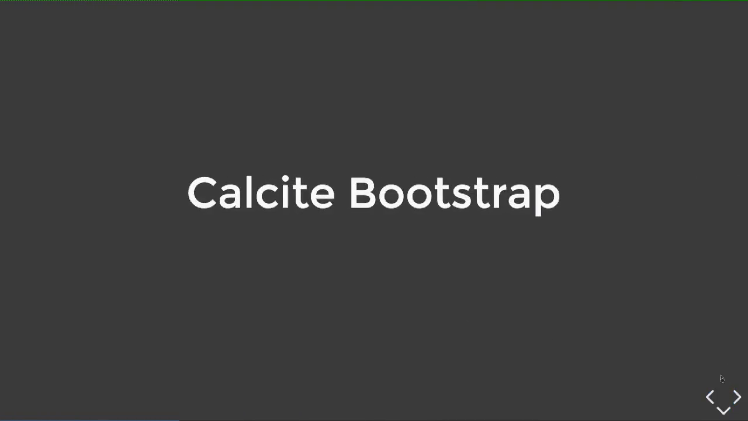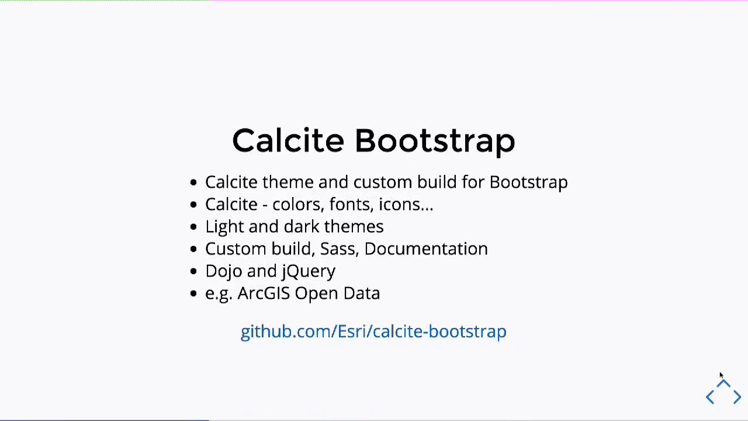And there's something else out there called Calcite Bootstrap that you might be familiar with. And we have some products like the Open Data product that basically is built on top of Calcite Bootstrap. And so different teams use different things, but at its core, it's still Calcite. So it still has the same look and feel, same colors, fonts. There's a light theme and a dark theme. There's a Dojo and a jQuery version as well.